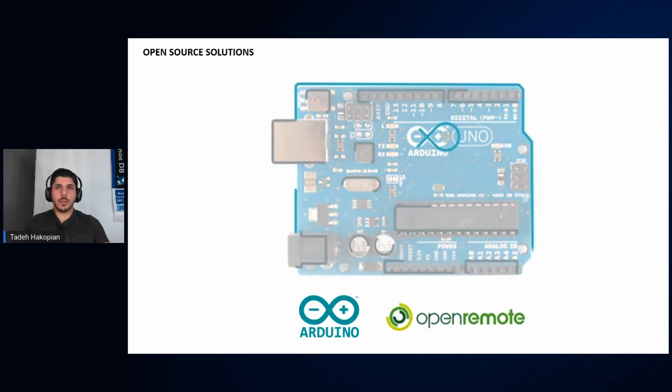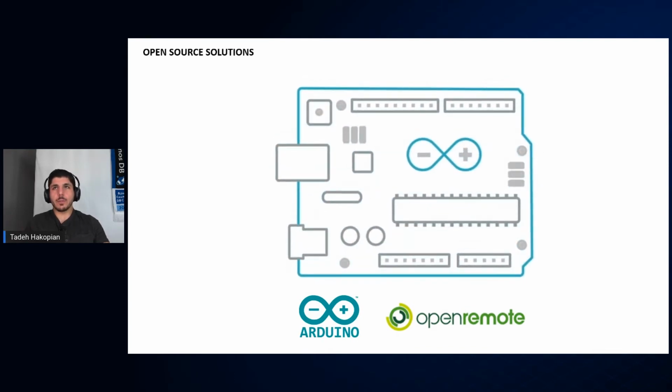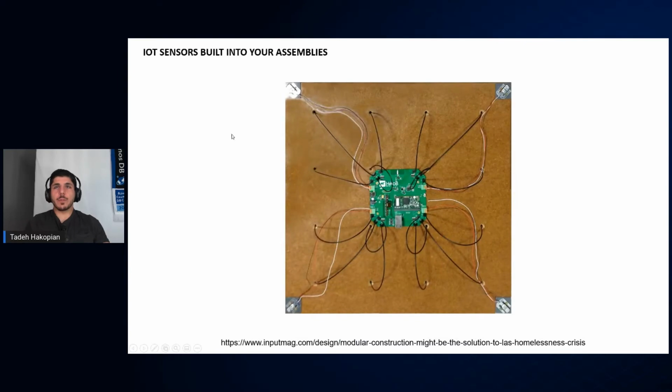So there's 100 different ways you can connect hardware to the built environment. In this example, this is just a little board that you can put onto the back of a wall. In this case, they're using these for modular construction for homeless housing projects in Los Angeles. There's one example of what you can do with IoT devices.